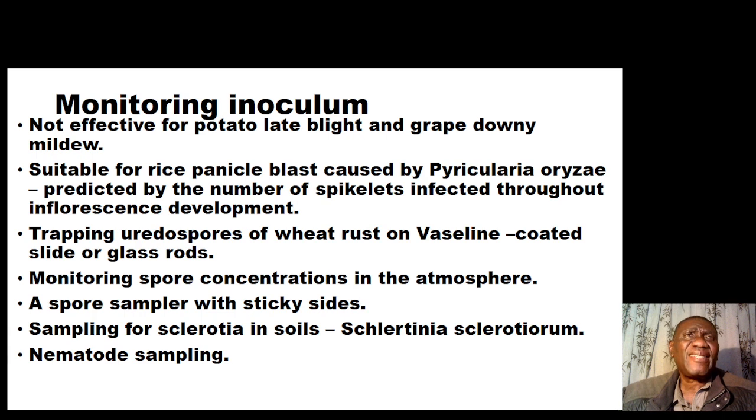Monitoring spore concentration in the atmosphere, we can check whether there are spores in the atmosphere. If a certain threshold is reached, we get prepared for sprays. A spore sampler with sticky sides is actually used. Sampling for sclerotia in soils, Sclerotinia sclerotia can actually be sampled. Nematode sampling can also be done.